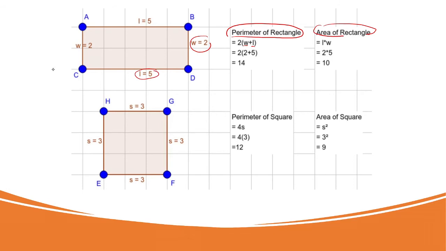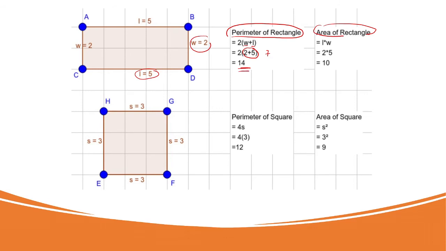So what you do first is add what is inside the bracket. 2 plus 5. 2 plus 5 is 7, right or not? Then outside of the bracket you have 2, so multiply by that 2. So 7 times 2 is 14. So that's how you get the perimeter of your rectangle.